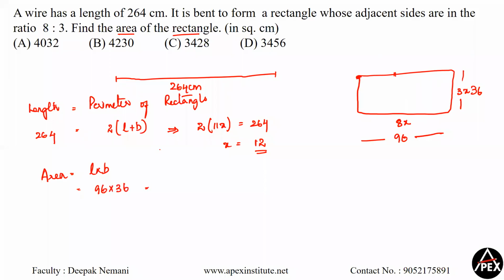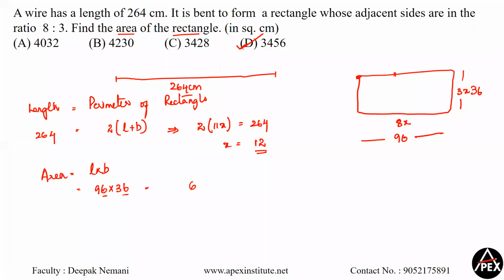Okay, I can directly mark my answer as option D here without calculating. How? Units digit: 6 into 6, it should end with 6. And we have only one option that is a number ending with 6. So without even calculating, I can mark my answer as option D.